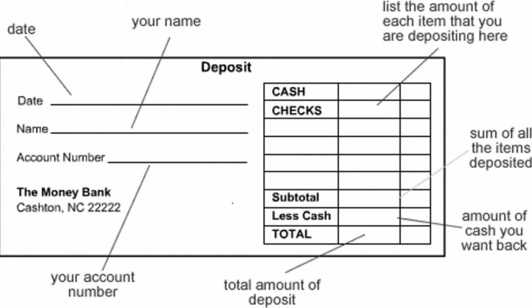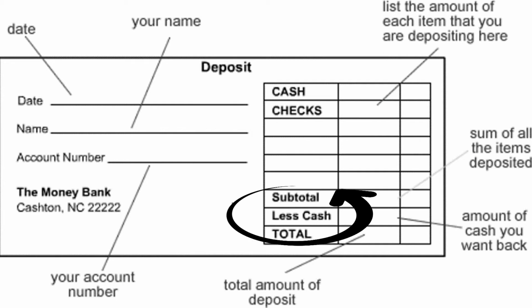Look at the right part of the deposit slip. What do you need to fill out in this portion? Okay, in here, you need to list the amount of each item that you are depositing, whether it's a cash or a check. What about in the lower portion of this form? What information do you need to fill out? Okay, you need to indicate the sum of all the items deposited.